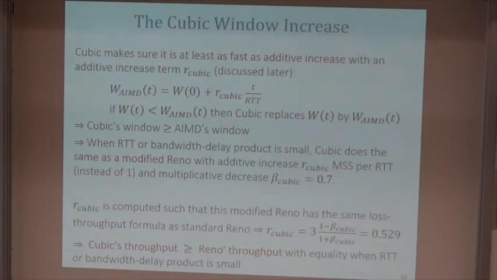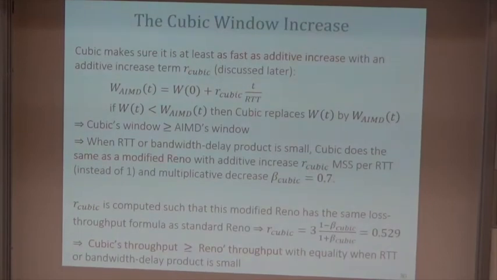Here they say, we take as a gauge this version of TCP Reno, and we want to do at least as much as them, which gives this formula here, which guarantees that Cubic's throughput is always as large as Reno's throughput, with equality when the RTT is small.